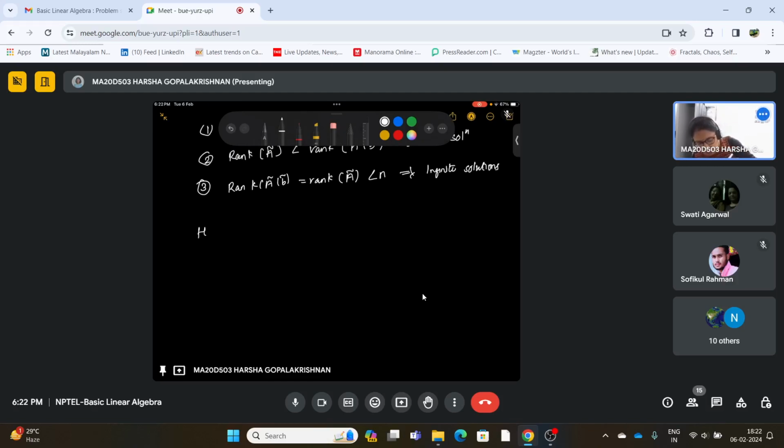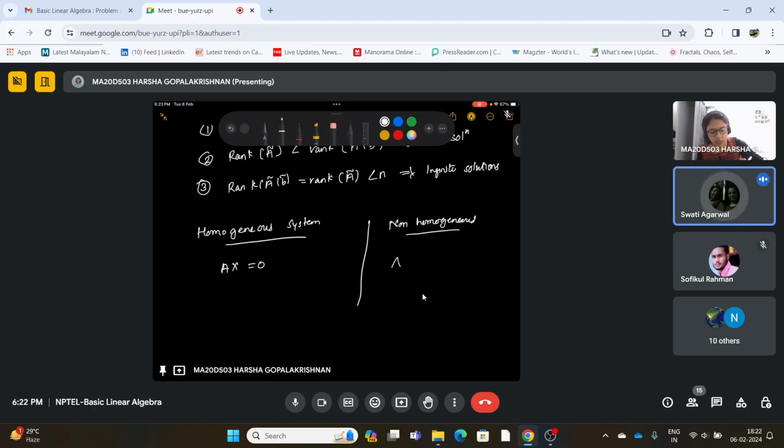Now, what is a homogeneous system? Ax is equal to 0. Yes, Ax equal to 0 is the homogeneous system. So, what does non-homogeneous mean? Ax is equal to b, with b not 0.